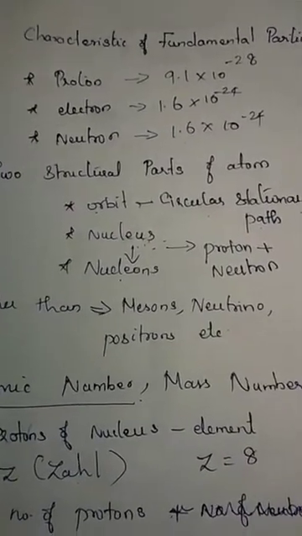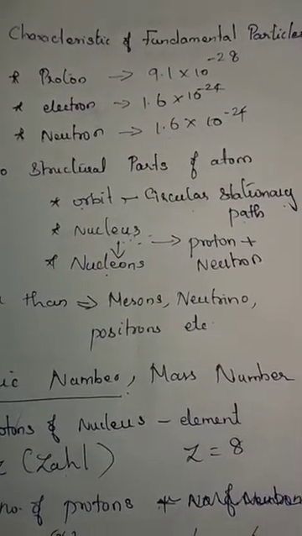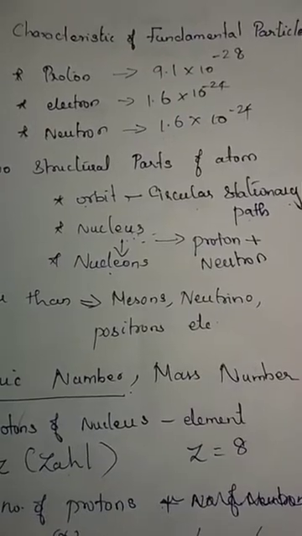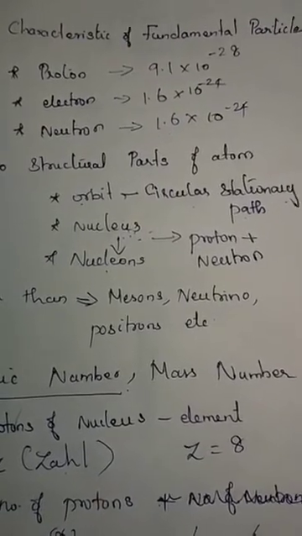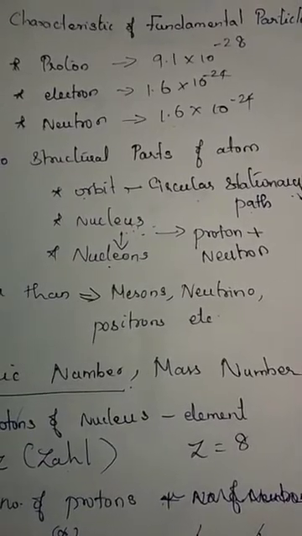Good. Proton carries what charge? Positive. Electron, negative. And neutron does not carry any charge, isn't it? It's neutral. Who discovered the presence of neutrons in an atom?